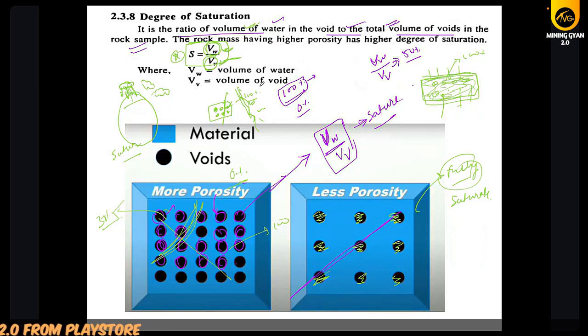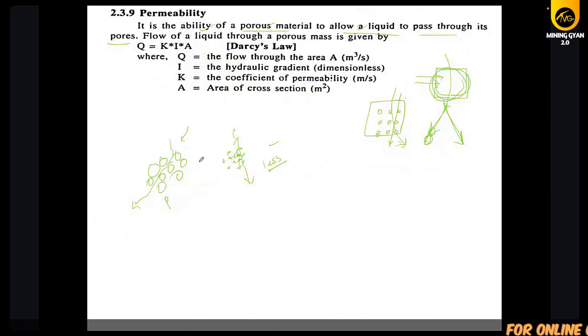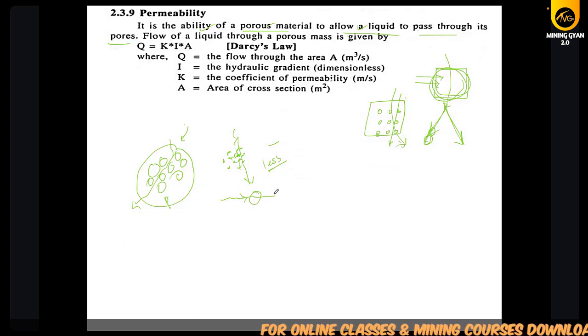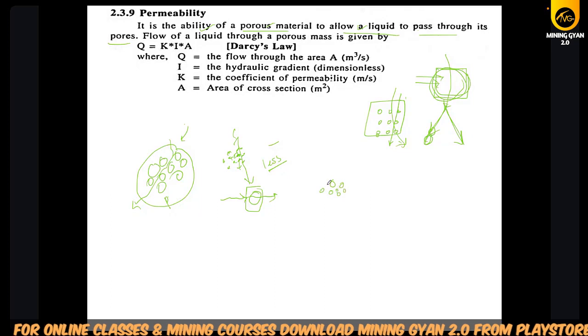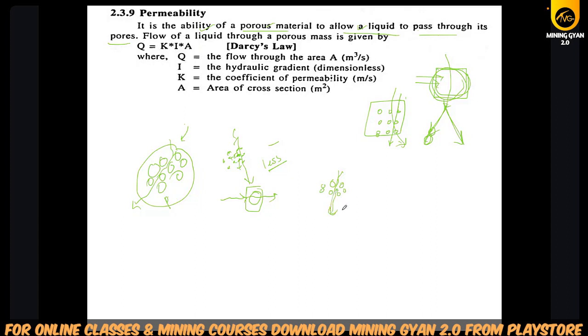The volume of water divided by the volume of the void. Just remember it. Permeability, I also said, is the ability to allow water to pass through a sample. If the holes are smaller, then permeability will be less. If the holes are bigger, then permeability is more. That means water will flow easily.